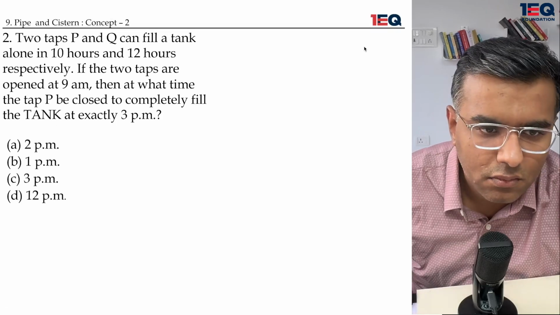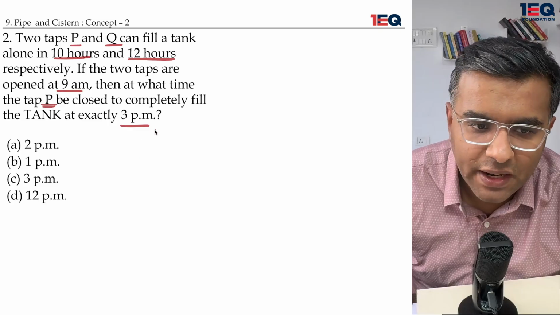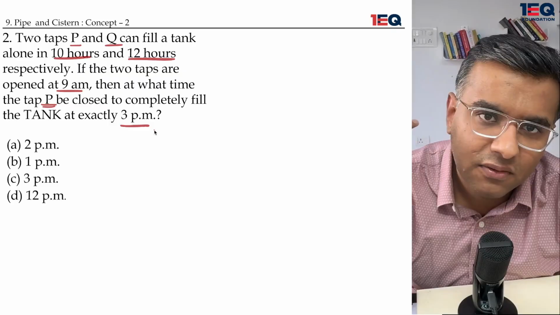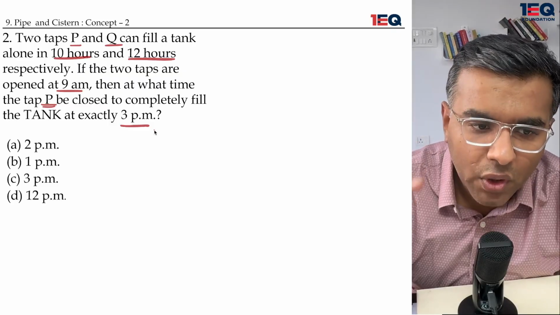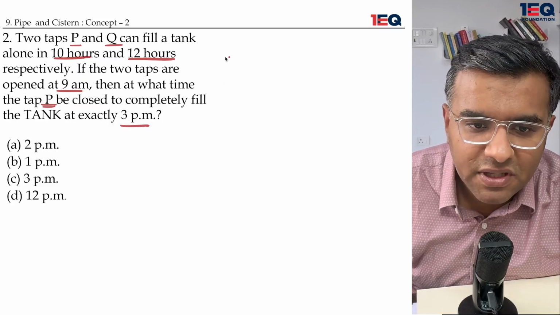Two taps P and Q can fill a tank alone in 10 hours and 12 hours. If the two taps are opened at 9 a.m., at what time tap P should be closed to completely fill the tank at exactly 3 p.m.? So we will assume that from 9 a.m. to 3 p.m., one of the two taps was working continuously.